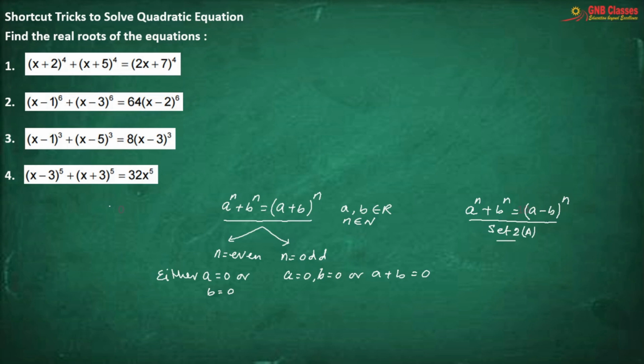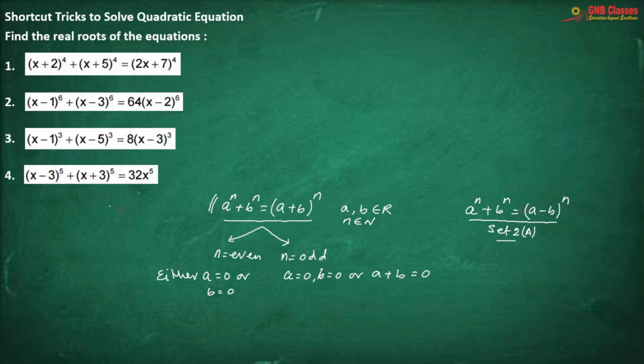So there I have discussed if the equation is in the form a^n + b^n = (a - b)^n, then the trick of how to solve that equation. Okay, so in this video we have learned that if the equation is of the form a^n + b^n = (a + b)^n, where a and b belong to R and n belongs to natural number, then we have to check only one thing, whether n is even or n is odd.